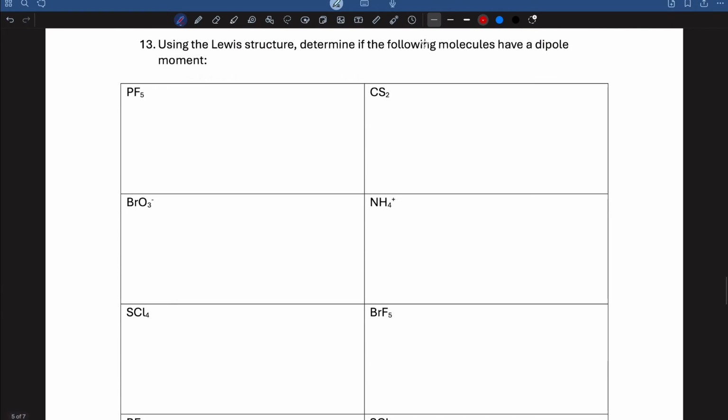Using the Lewis structure, determine if the following molecules have a dipole moment. Phosphorus 5 is going to look like a little star, with phosphorus all around. And let's take the time to make sure our Lewis structure is correct. Three lone pairs on each of the fluorines. And each phosphorus-fluorine bond is polar. So let's draw arrows pointing toward fluorine. Let's use blue to show that it is polar.